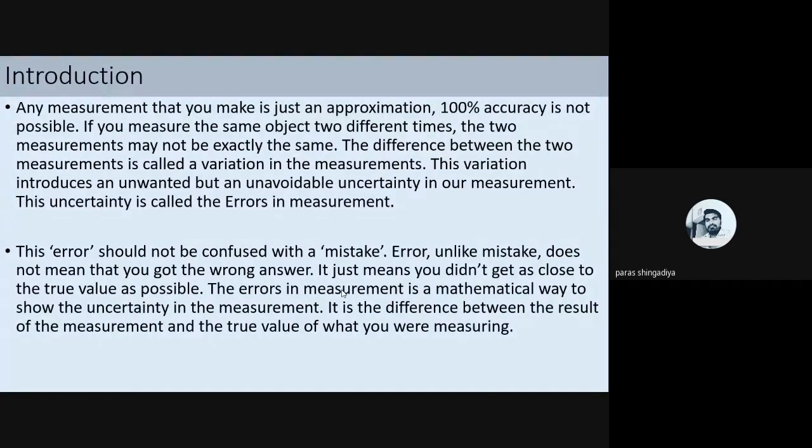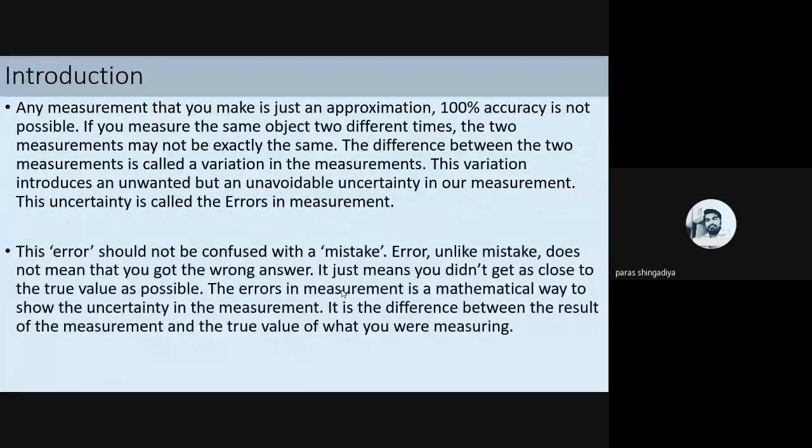In any measurement that you take, it's just an approximation, an approximate value. Sometimes we consider only an approximate answer, not the true answer. So 100% accuracy is not possible in some experiments. If you measure the same object 2 different times, the 2 measurements may not be exactly the same.